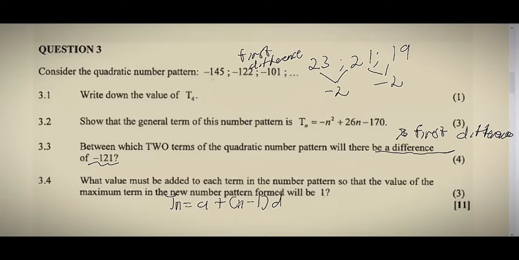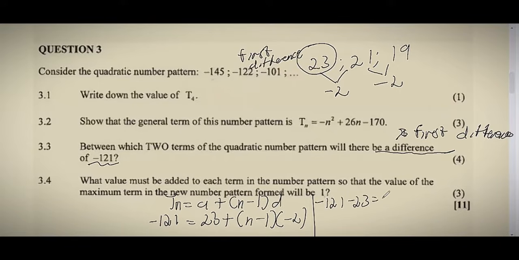So what's our Tn? They said -121. So we have -121 is equal to, the A value now is 23, so we have 23 plus (n minus 1), and then d is -2. Now at this point, what we can do is take the 23 over to the side. That's -121 minus 23 is equal to -2n plus 2, right? Then -121 minus 23, that is -144, right?